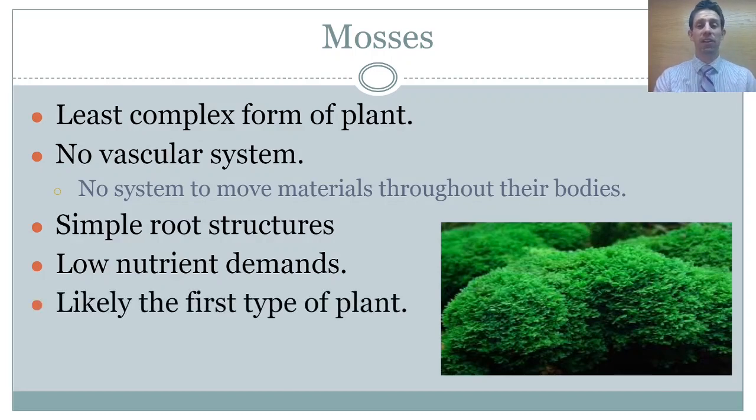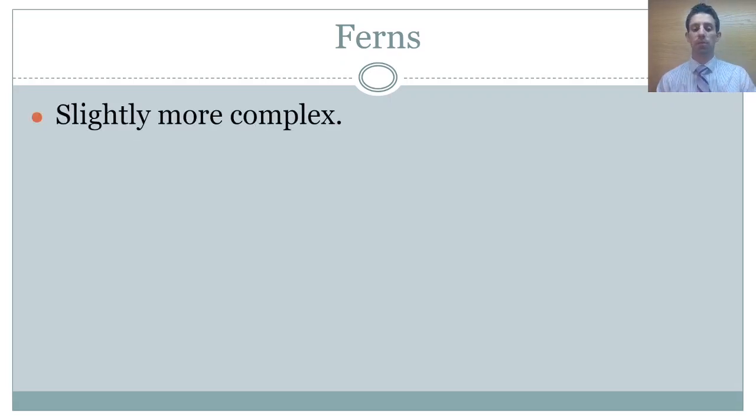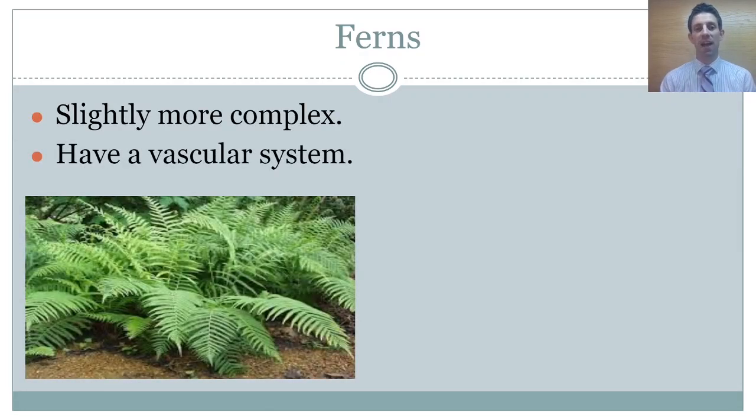And again, they were very likely our very first type of plant that made it onto land because of the way in which they can live, because there was no soil to begin with on land, and they can live in environments like that. Our next variety of our major types of plants are ferns. Now, these are slightly more complex, specifically because they have the addition of a vascular system. So they have a set system that will move materials around inside of their bodies. This means that they can send water and they can send sugars, which are the main things that get moved around inside of a plant, to specific locations.